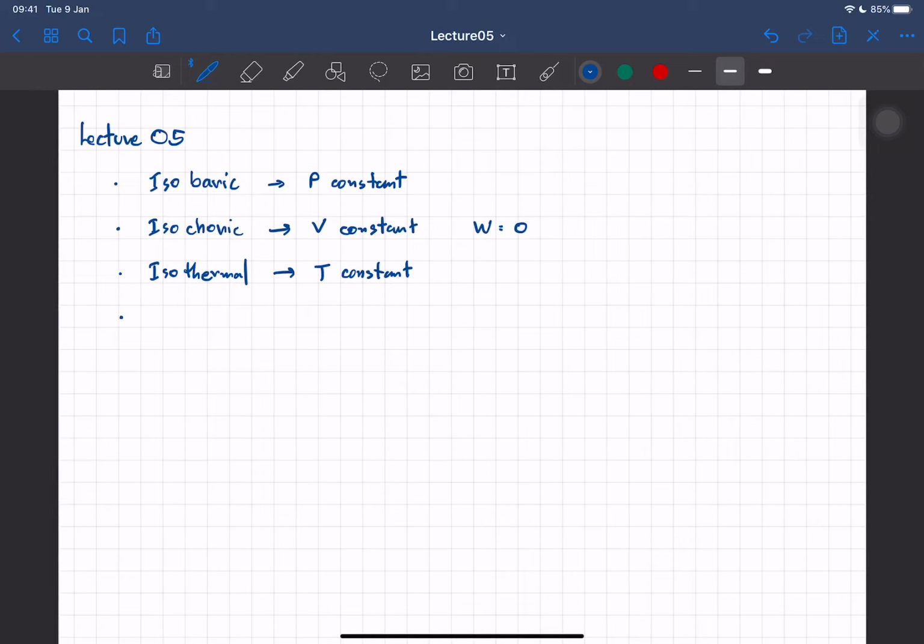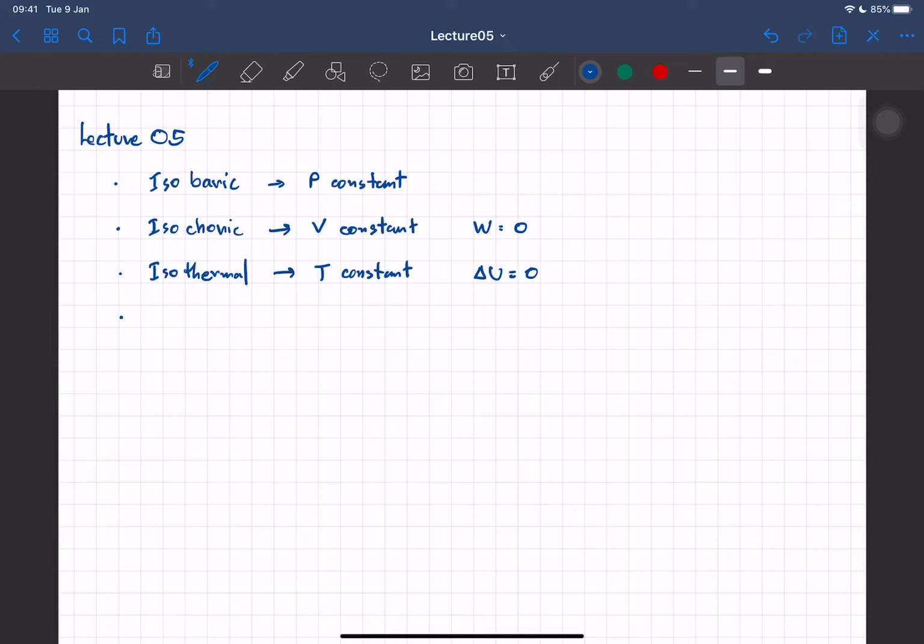And when T is constant, then the change in the internal energy is also automatically 0, because the change in the internal energy is directly the change in the temperature, right? So if delta T is 0, T is constant, then delta U is 0.